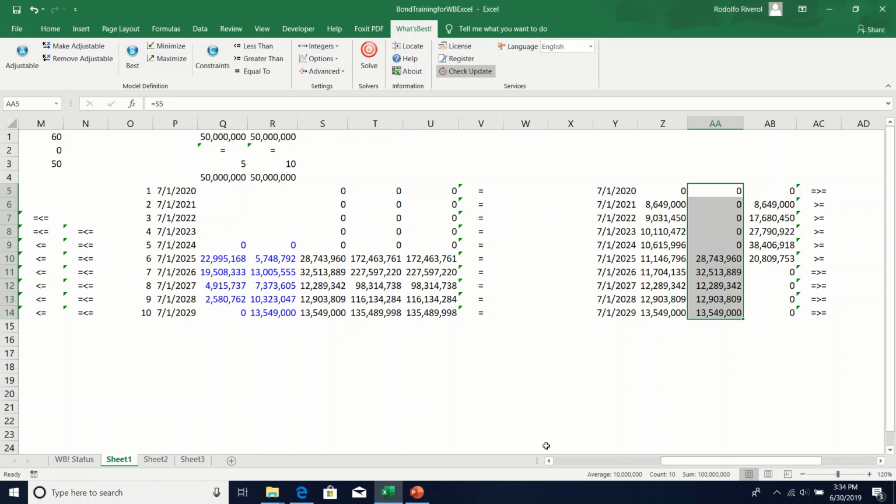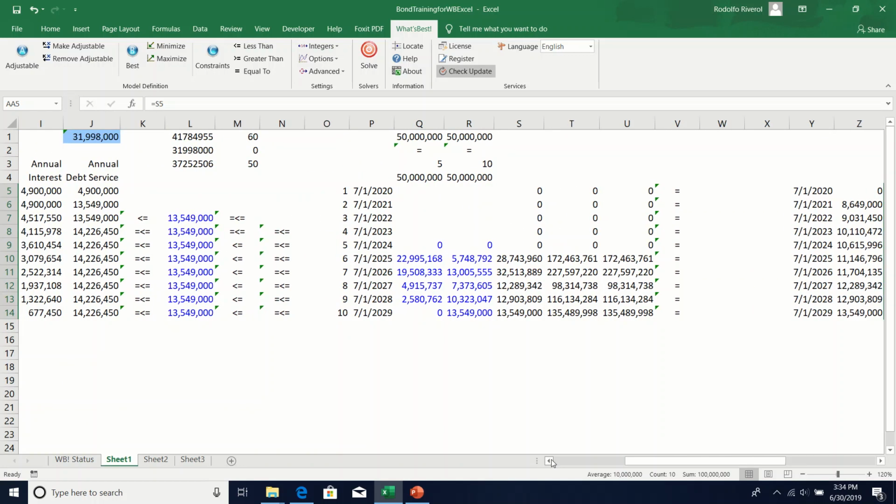And now, let's take a look at what our minimum is. Look, 31,998. Miracle of miracles. We went back to the original minimum by doing this. So that's great. And that's with $50 million. So we normally, if we hadn't done this, we would have had, say, 37 million. But now we have about 32 million.